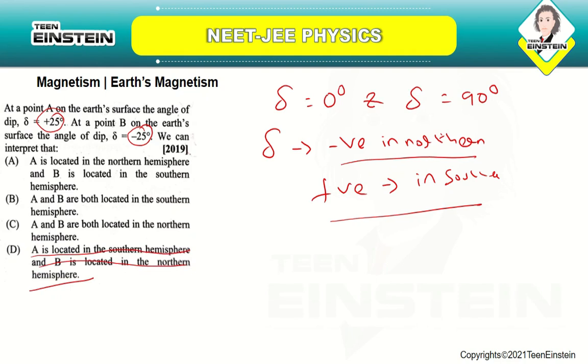Angle of dip is the angle between the horizontal component of Earth's magnetic field and the total Earth's magnetic field. So at the equator it will be 0 degree and at the magnetic poles it will be 90 degree. Del is negative in the northern hemisphere and positive in the southern hemisphere. So the correct answer is option number D. Since A is positive, it is located in the southern hemisphere, and the angle of dip of B is negative, so it is located in the northern hemisphere. So the correct answer is option number D.